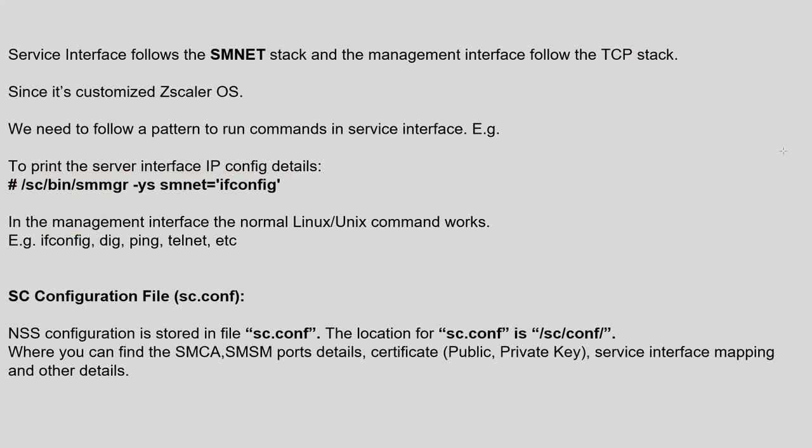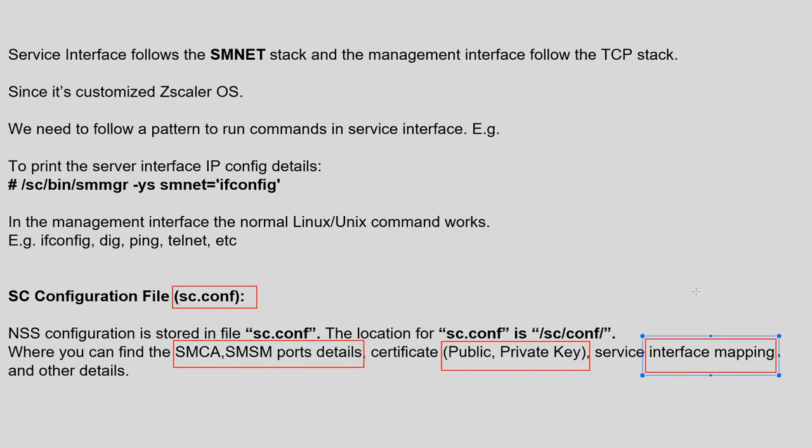Now, this NSS also has a configuration file which we call sc.conf. This sc.conf stores many details about the NSS. It stores the details of which port it's using to connect to the SMCA or SMSM. It also contains the path of the certificate, the public private key certificate for SMCA, and it also has the service IP mapping details, and of course the service IP details as well.